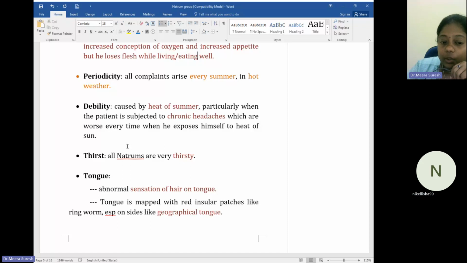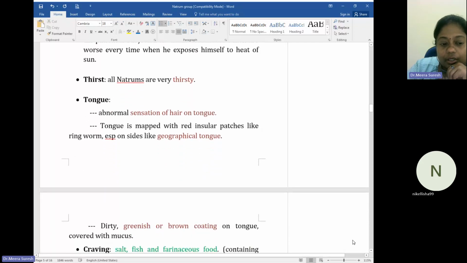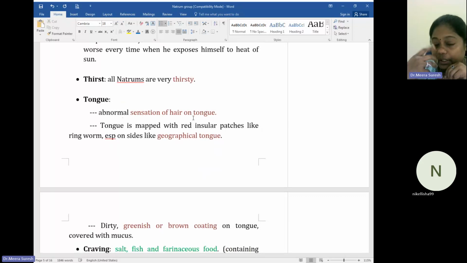Okay. All natrums are very thirsty also, so they are hot patients. Then their tongue is very characteristic, the tongue of all the natrums. One is there can be an abnormal sensation of hair on the tongue, a symptom we can see even in silicea. And another is the appearance of the tongue. One is the sensation. The second feature is that the tongue will be a mapped tongue, with certain patches here and there. They say the patches will be red insular patches, like ringworm, especially on the sides of the tongue.